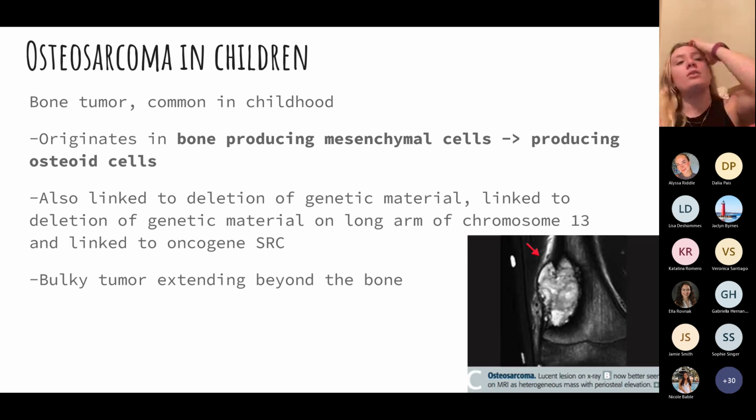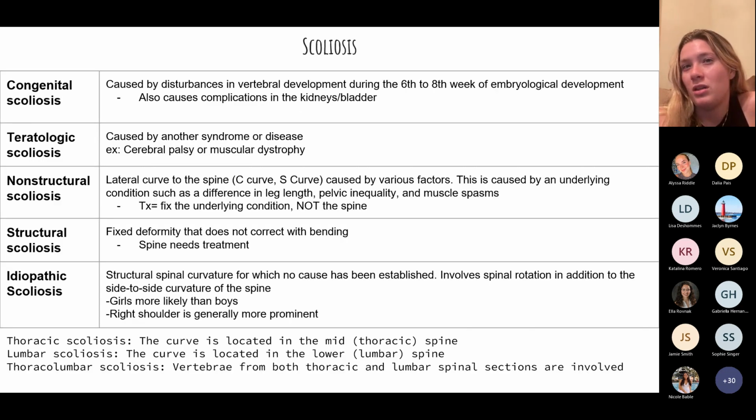Again, when we talk about osteosarcomas in children, usually it is more of a genetic issue, specifically chromosome 13, but these patients will have a big bulky tumor that extends beyond the bone. And unfortunately, these are one of the most lethal tumors as well.